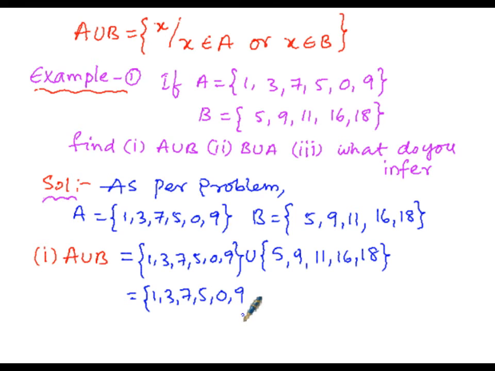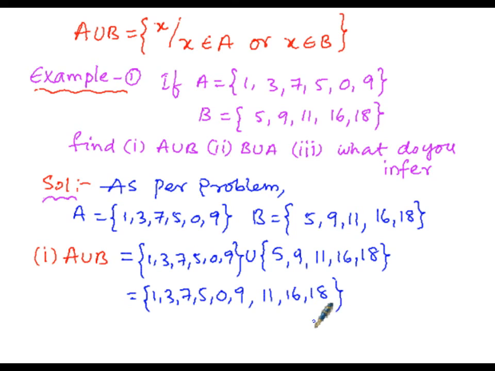Now we have to include the elements of the set B. Here 5 is already repeated, no need to include it in the set of A union B. 9 is also occurring here, no need to include. 11 is not present in the elements of A, so we can include it. Similarly, 16 and 18 are also not occurring, so we can include both 16 and 18.